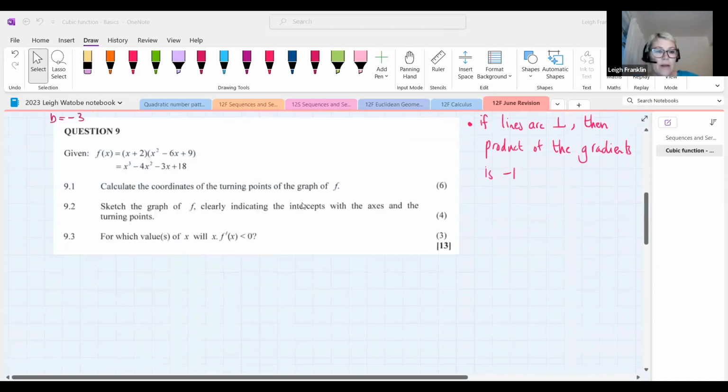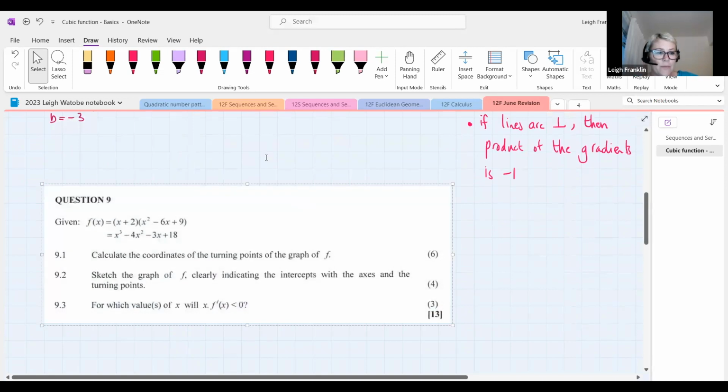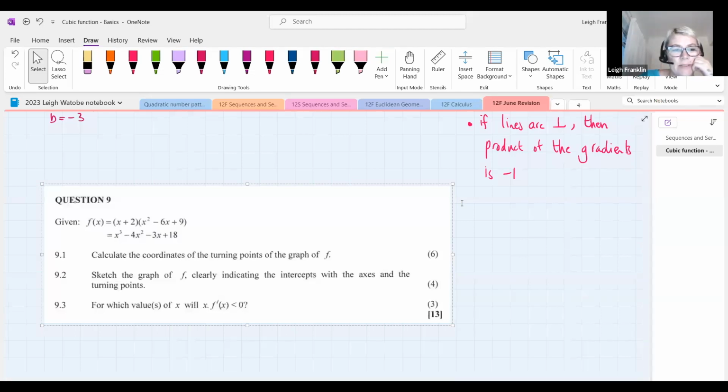All right, so let's go on and have a look at question 9. Here they've given us f of x equals x plus 2 times x squared minus 6x plus 9, and they've said that equals x cubed minus 4x squared minus 3x plus 18. So they've multiplied out the brackets for us. They've given it to us in factorized form, and they've given it to us without the factors.